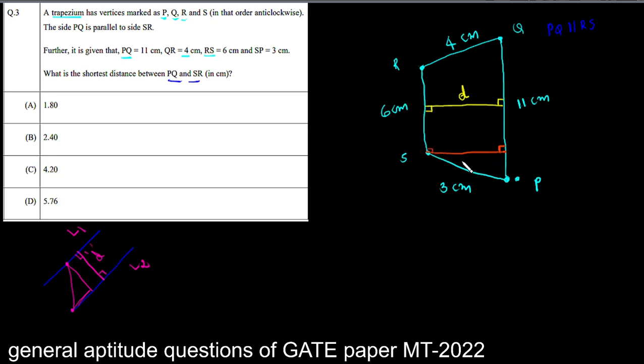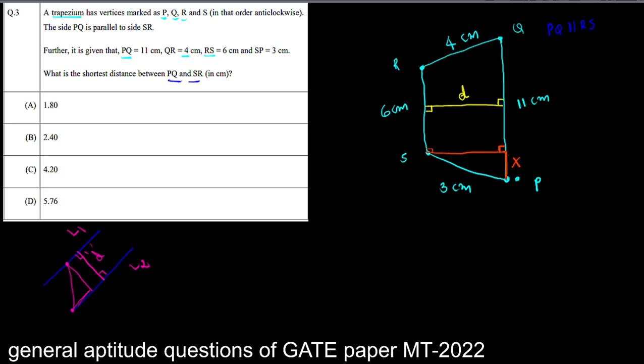So now here this is a right angle triangle, and we know the hypotenuse. Simply we can assume this distance from here to there as x, because we don't know the value. So simply we can say here this distance is x.